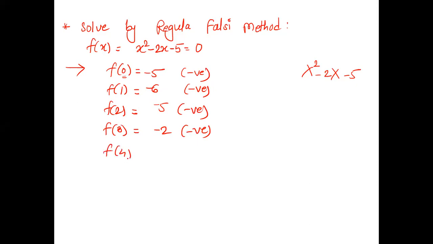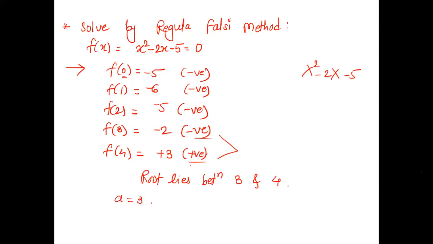F of 4 is +3, positive. So here we have declared that the root, as this is negative and positive, always lies between a negative and a positive value. It is not continuously negative or continuously positive; it lies somewhere between negative and positive. Therefore, we conclude that the root or the solution lies between 3 and 4. So we call A as 3 and B as 4.